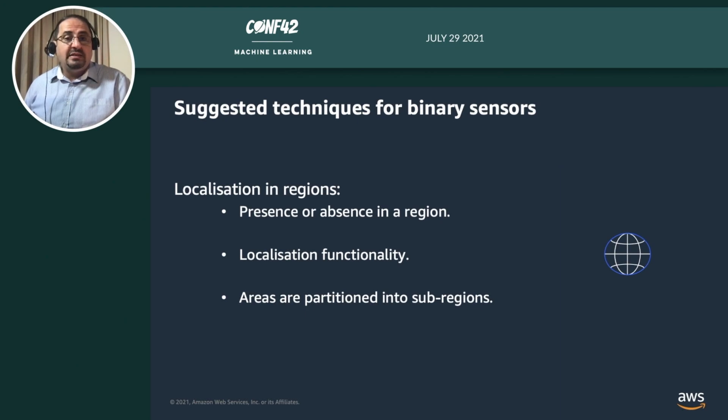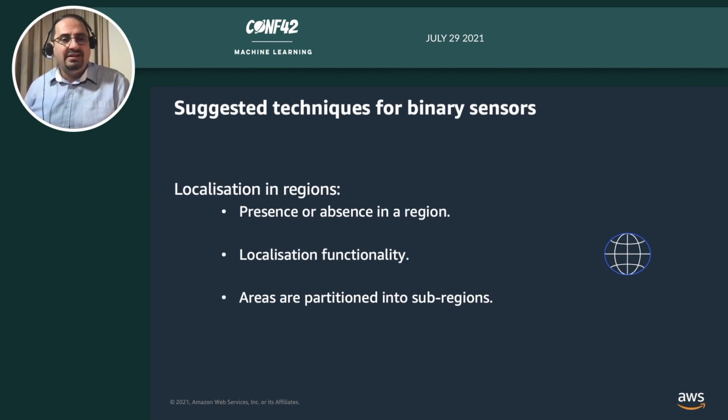In this case, as what we see in the slide, binary sensors can be used to identify the location of the monitored entity. By applying the localization in regions technique, binary sensors can detect the presence or absence of a particular target in their sensing regions. They can be used to partition a monitored area and provide localization functionality. Even more, if many of these sensors are deployed to monitor an area, the area itself can be partitioned into subregions, and each subregion is characterized by the sensor detecting targets within that region.